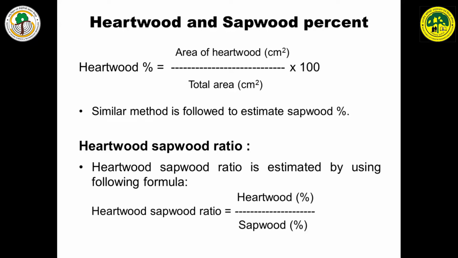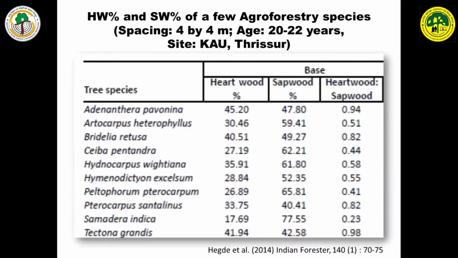Then we have to calculate what is called the heartwood ratio. The percentage of heartwood divided by the percentage of sapwood will give the heartwood-sapwood percentage ratio. Here, this table gives the percentage of heartwood, percentage of sapwood and heartwood-sapwood ratio for different agroforestry tree species.